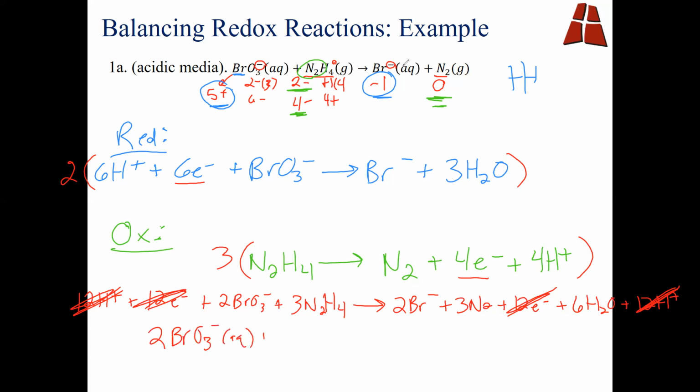We can add our states back in if we would like. 3N2H4 gas goes to 2Br minus plus 3N2 gas plus 6H2O as a liquid. Okay, that would be our final answer.